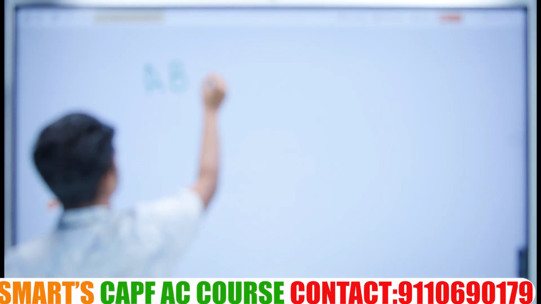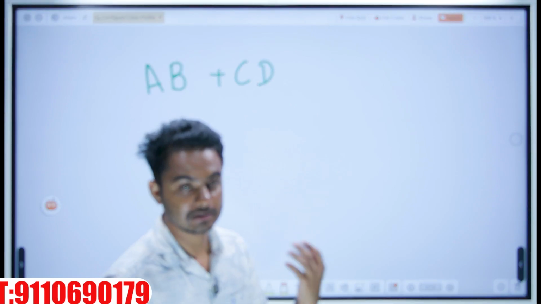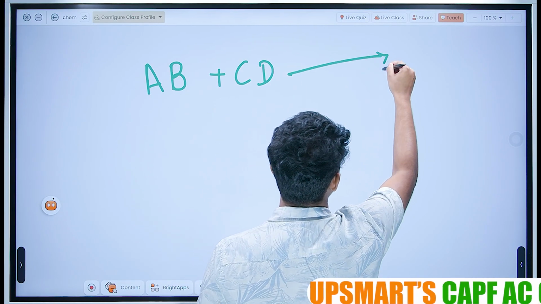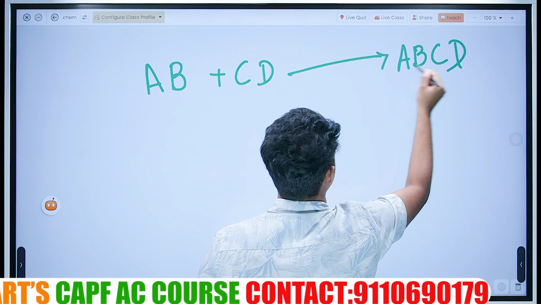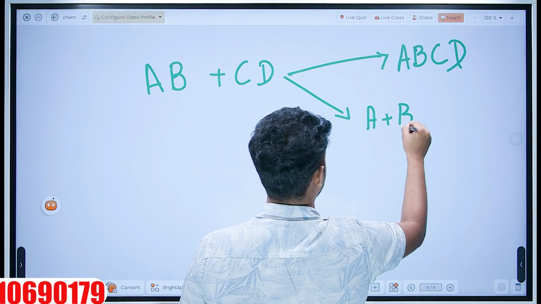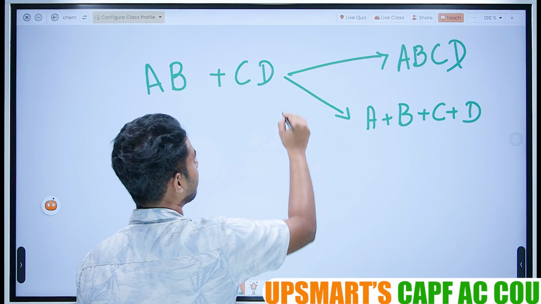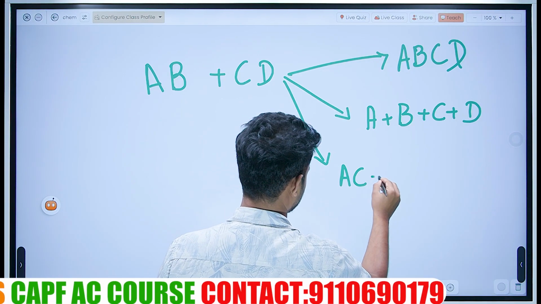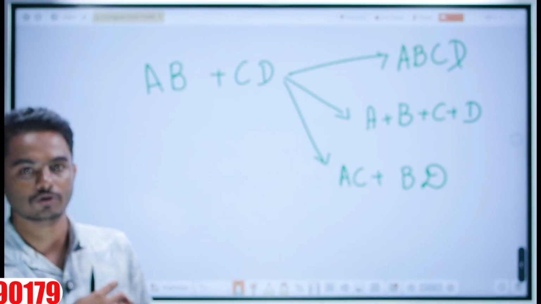AB plus CD. AB plus CD can either give rise to ABCD, or A plus B plus C plus D, or it can also give rise to AC plus BD. We can have possibilities like this.